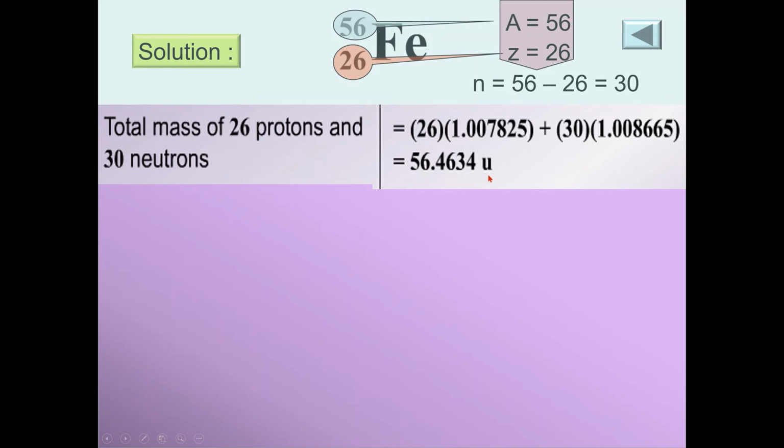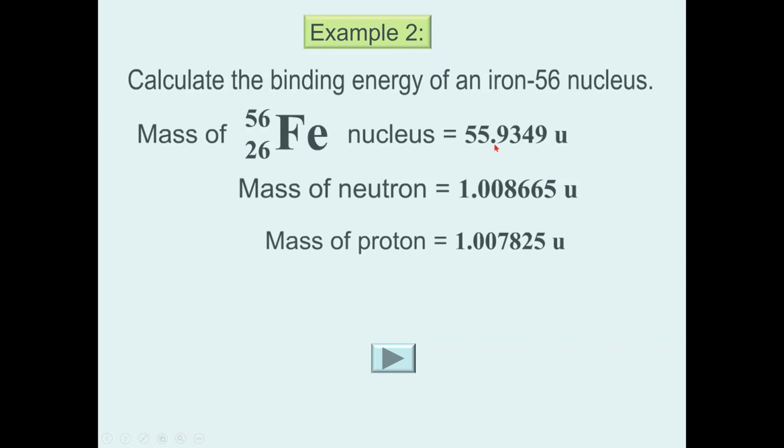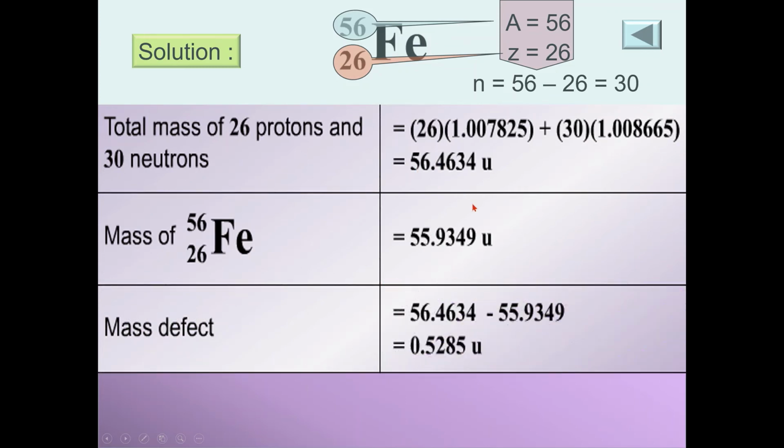which equals 56.4634 U. Okay, next, the mass of the iron 56 nucleus is 55.9349 U, from the question given. Next, the mass defect is found by comparing these two values. So 56.4634 U minus 55.9349, we get a mass defect equal to 0.5285 U.